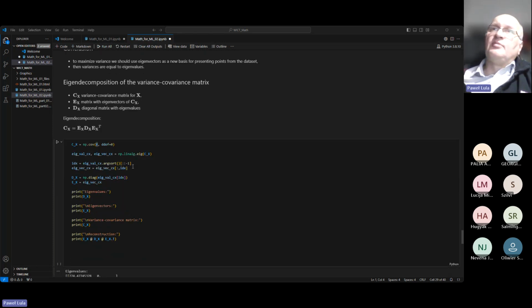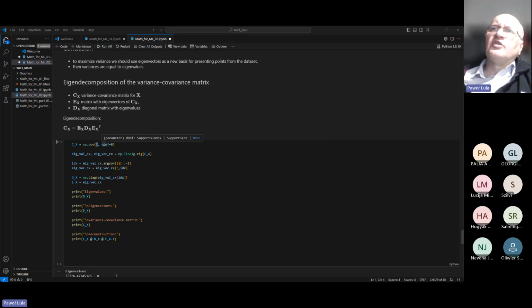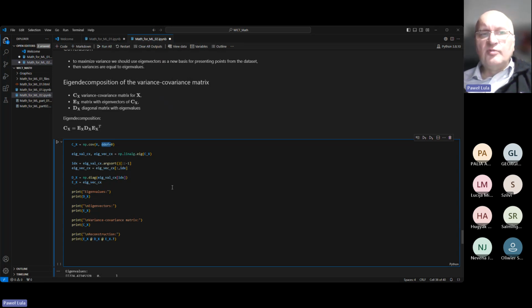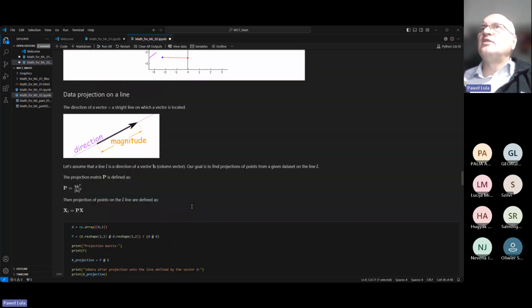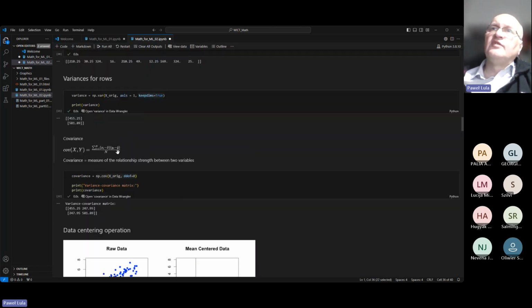Here, I perform these operations. I have the variance-covariance matrix calculated here, with the cov function, as I said before. I did not mention the second parameter because there are different formulas for calculating the variance-covariance matrix. The difference is related to this value, and here we have this formula. So the variance-covariance matrix is calculated in this way.